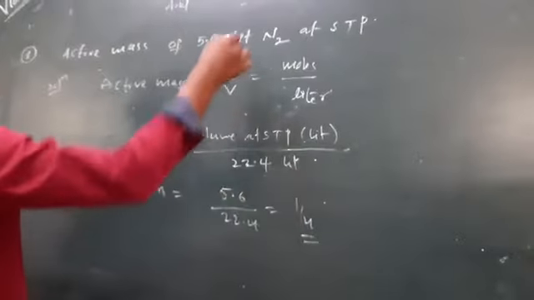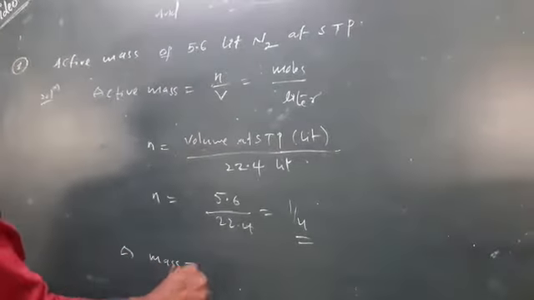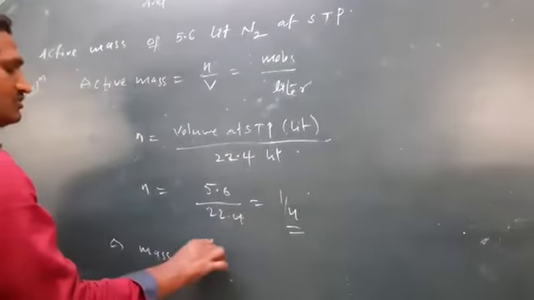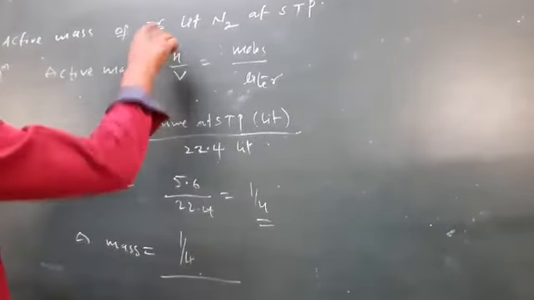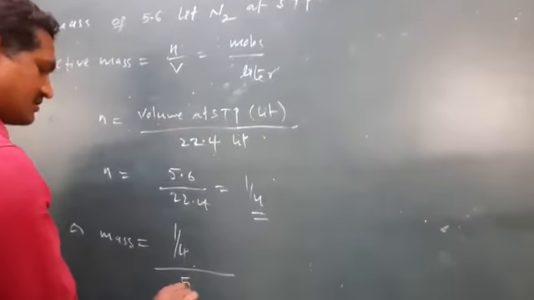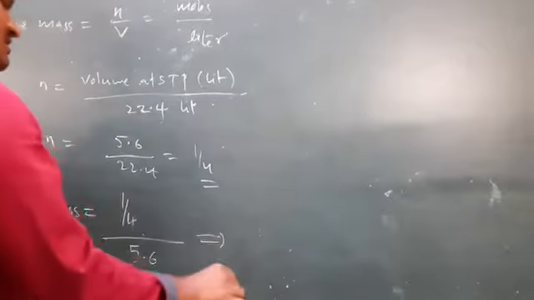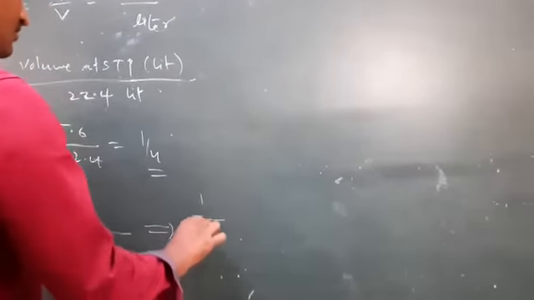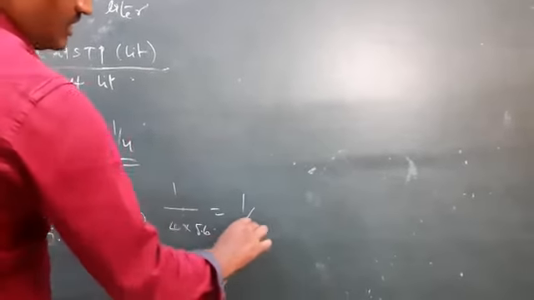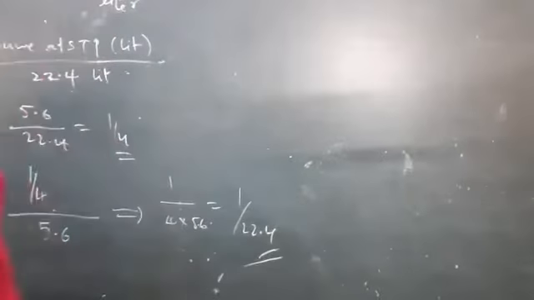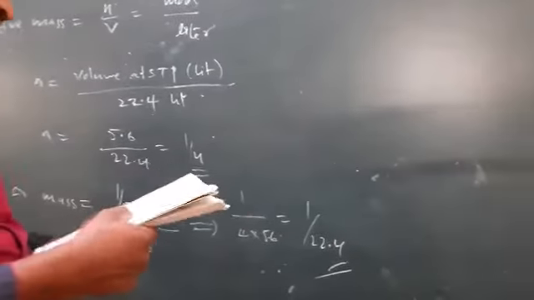If you substitute those values in active mass, active mass equals number of moles, 1 by 4, by volume, which they have given as 5.6 liters. If you simplify this, 1 by 4 into 5.6 equals 1 by 22.4. That is the active mass of nitrogen.